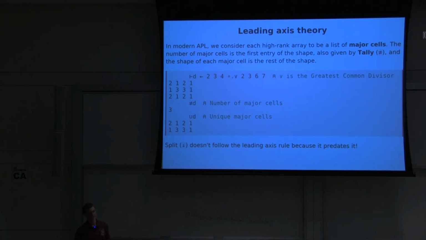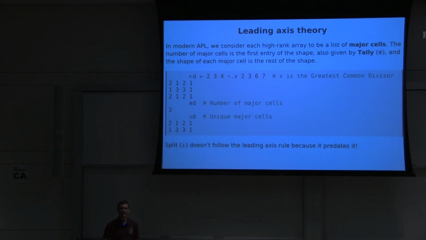So for example, I produce an array here using the GCD, and this has 3 cells, each of length 4. So I can ask APL, how many major cells does it have? Yes? What's the counterclockwise routine? Oh, yes. That's actually just the identity function.